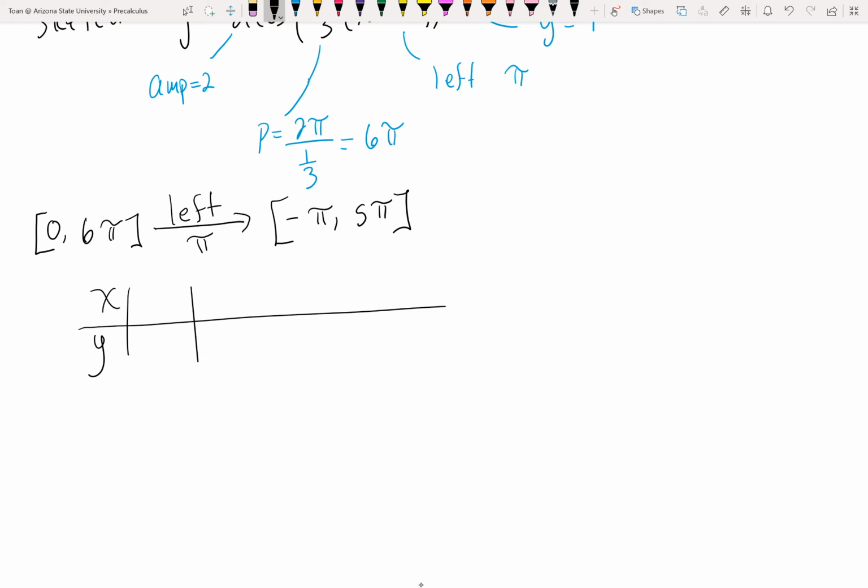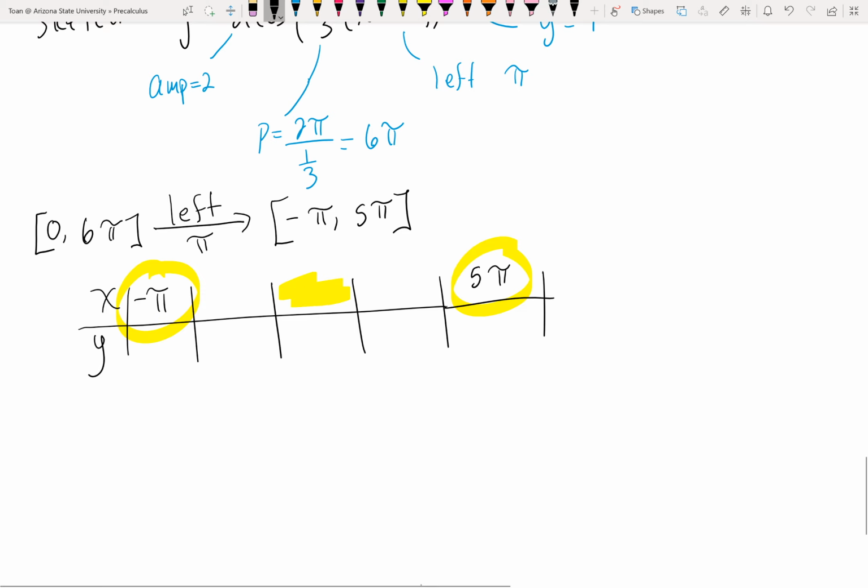So I'll make an XY table with 5 spaces. I know I'd start at negative pi, end at 5 pi, and everything is just averages. So for the middle portion here, it's just the average of these two. To do averages, you just add them up, divide by 2, so that gives you 2 pi.